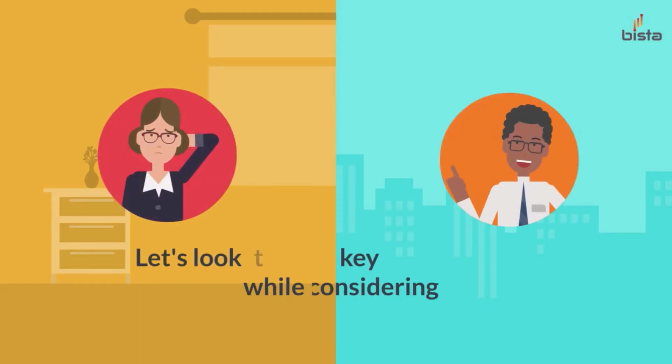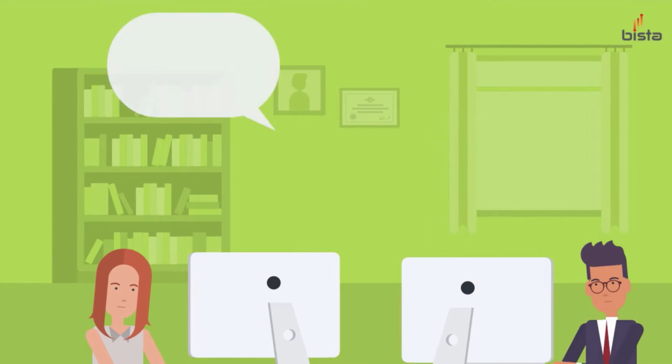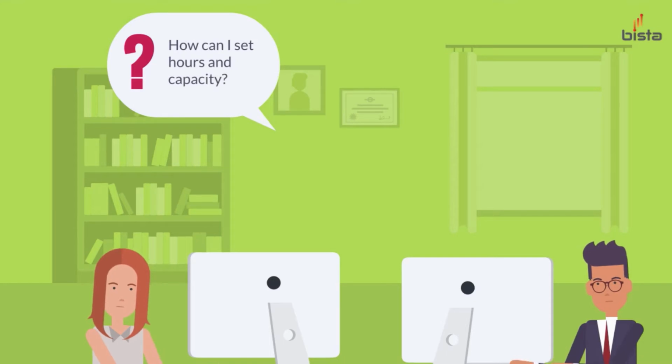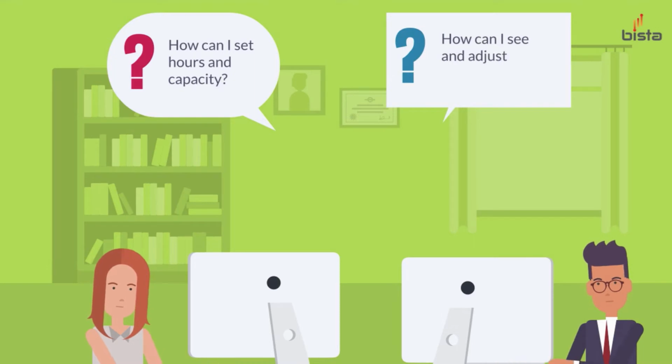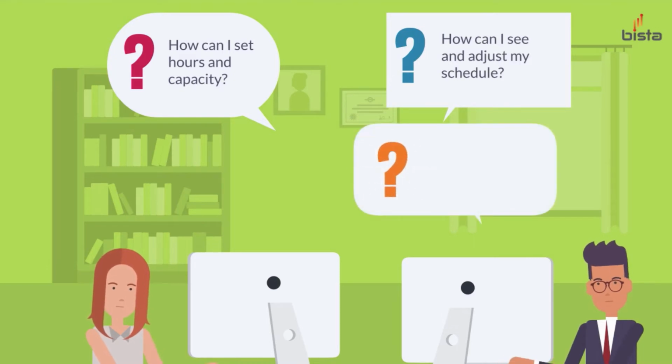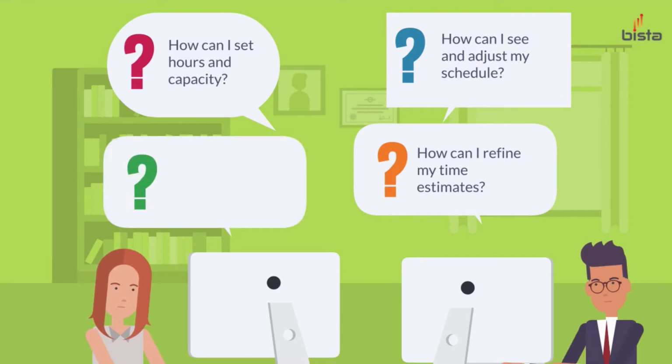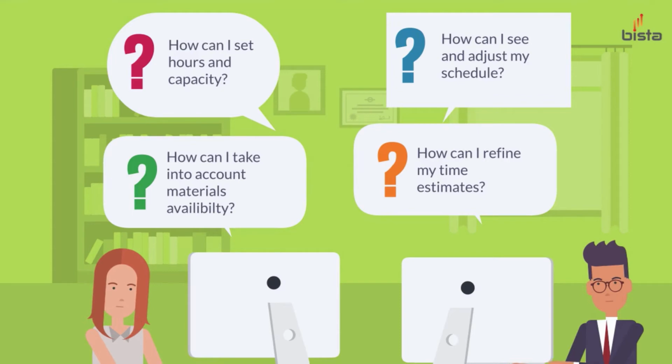So the first is, in Odoo, how can I set the hours and capacities of my work centers? Next, how can I see and adjust the schedule for my production? How can I refine the time estimates for how long my individual products take to manufacture? And how can I take into account material availability when scheduling?